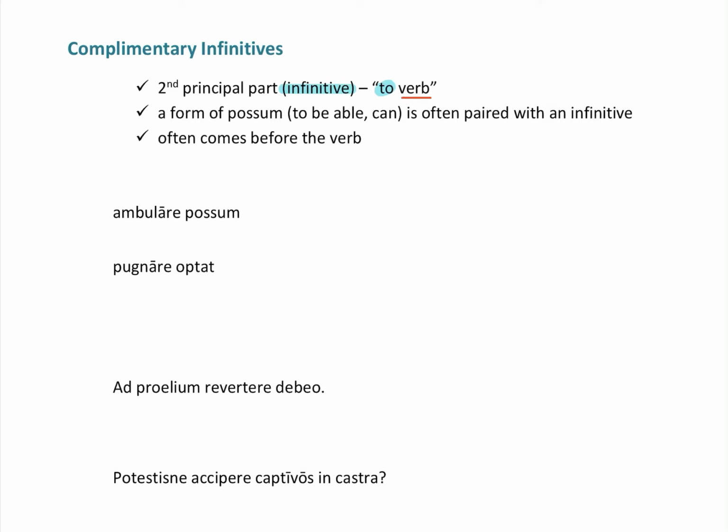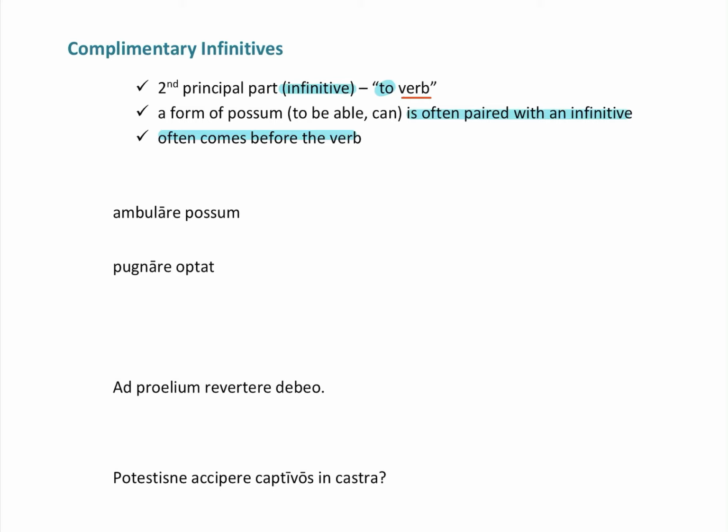Now, possum, do you remember we talked about that verb? Posse, potui. A form of possum, which means "to be able to" or "can," is often paired with an infinitive, and the infinitive comes before the verb. Let's take a look at how that works. It's called complementary because you need it to understand the rest of the sentence.